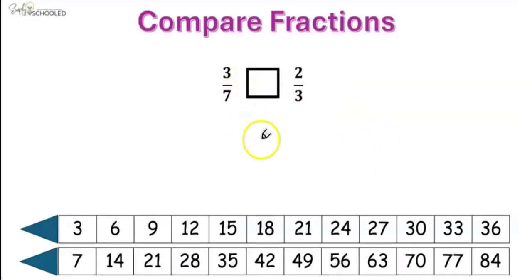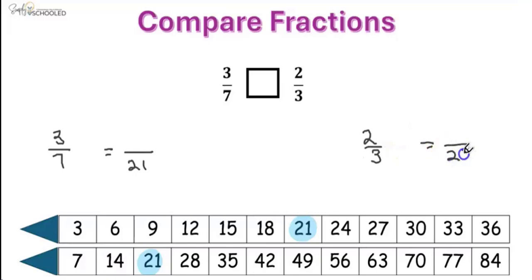Here we have 3/7 and 2/3. Again, we want to find equivalent fractions that have the same denominator. And down here I have my multiples of 3 and my multiples of 7. And it looks like the common multiple is going to be 21. So I'm going to take 3/7 and find an equivalent fraction with a denominator of 21. And over here I'm going to do the same thing with 2/3.